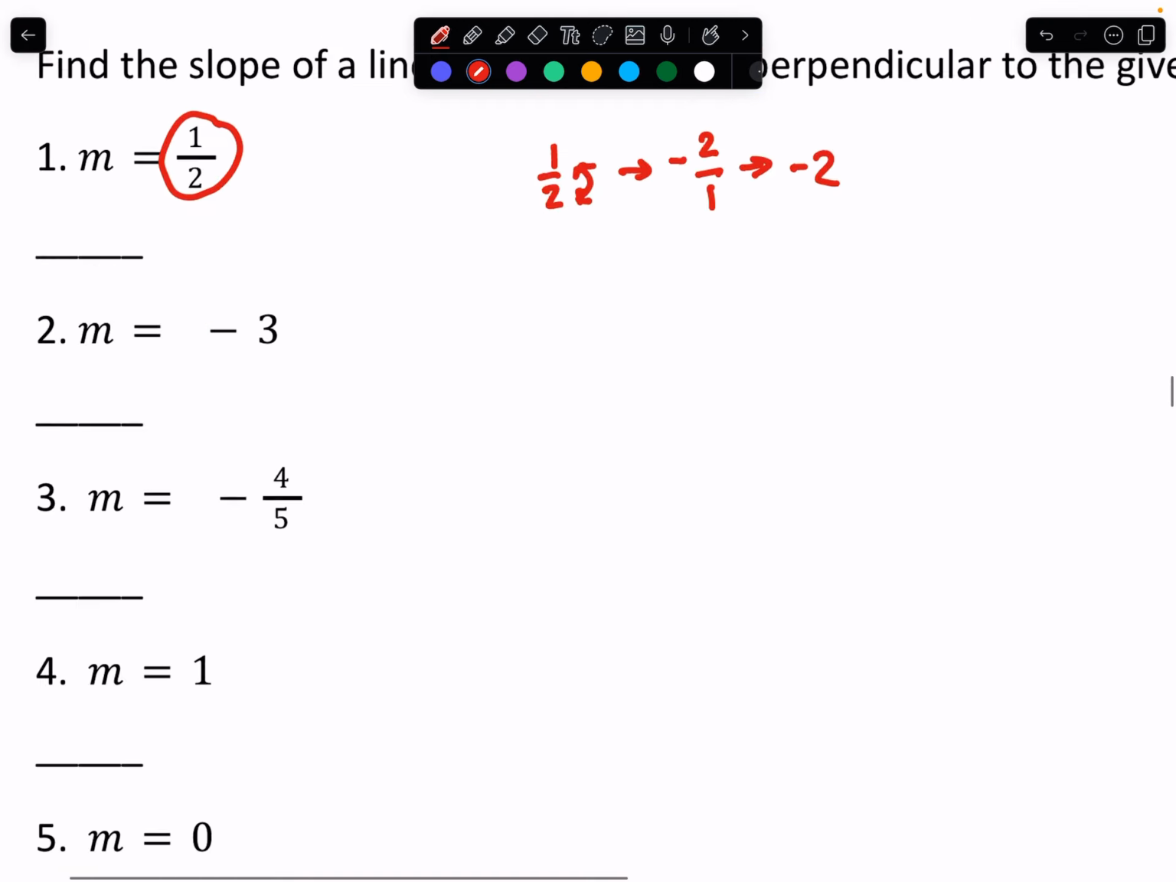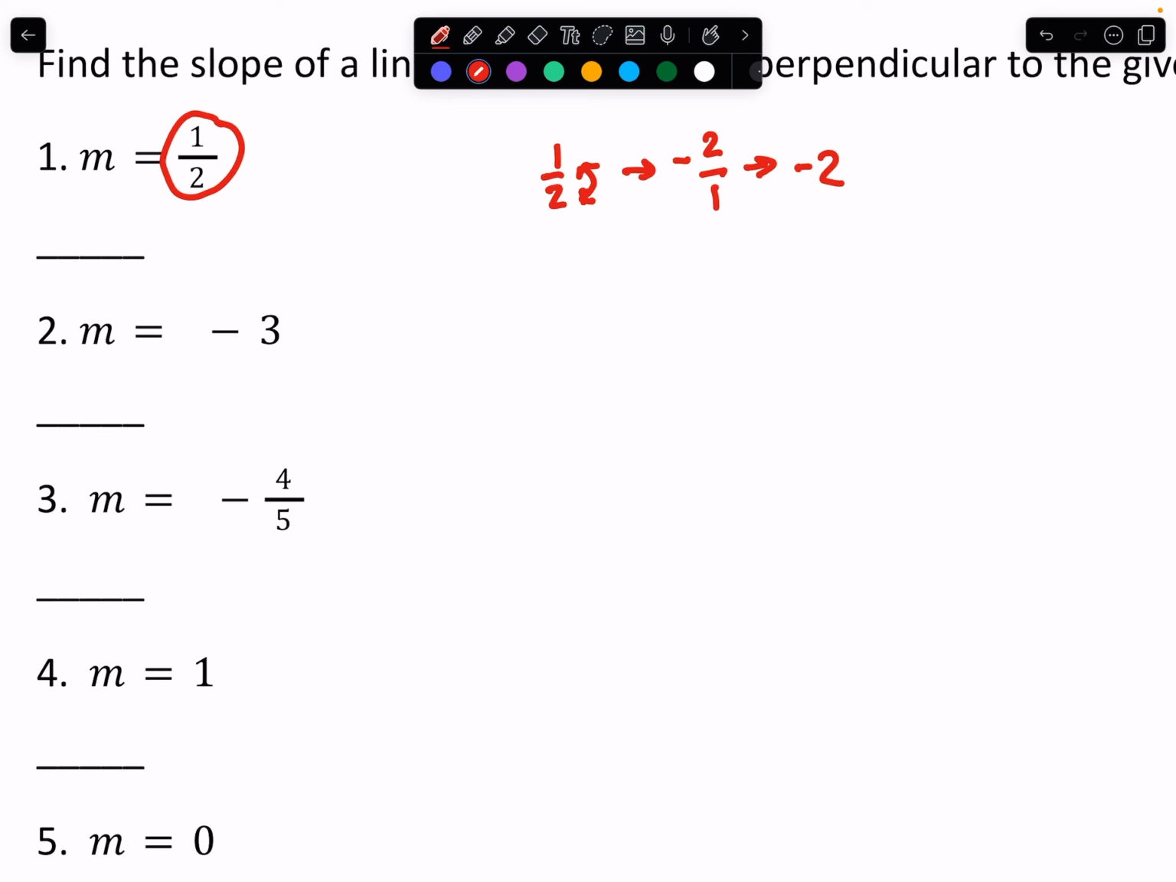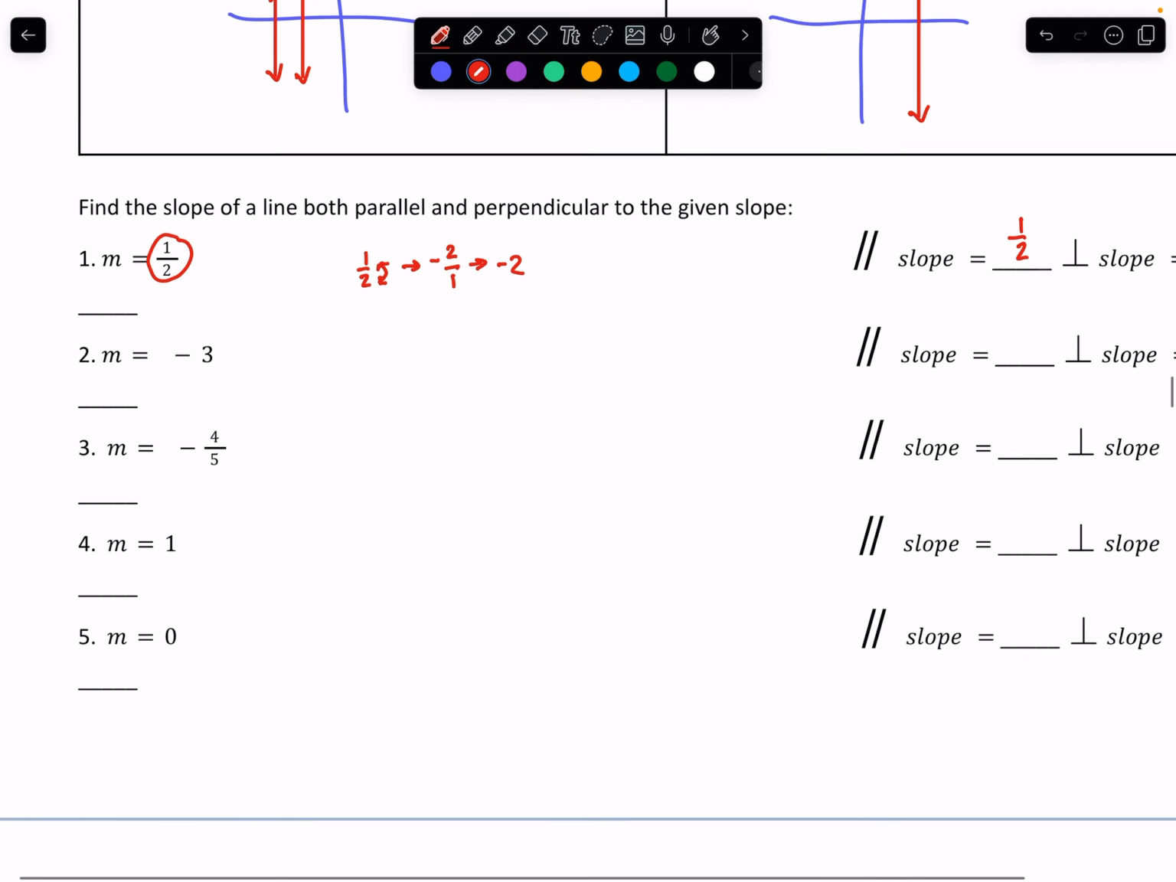Okay, now let's do another one. Let's do this page so that we get accustomed to it. So if a line has a slope of -3, let's do the parallel line first. The parallel line is also going to have a slope of -3. It's the same slope for parallel lines.